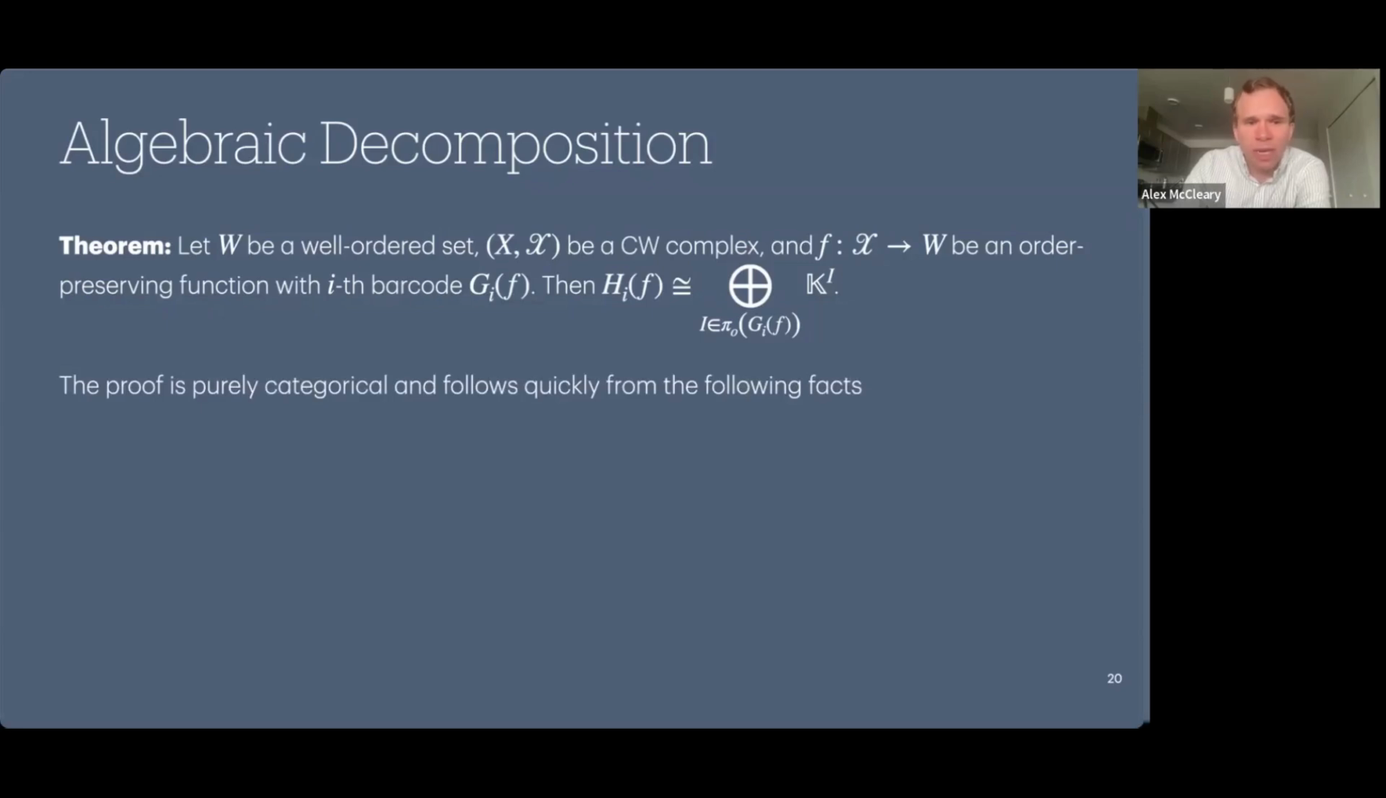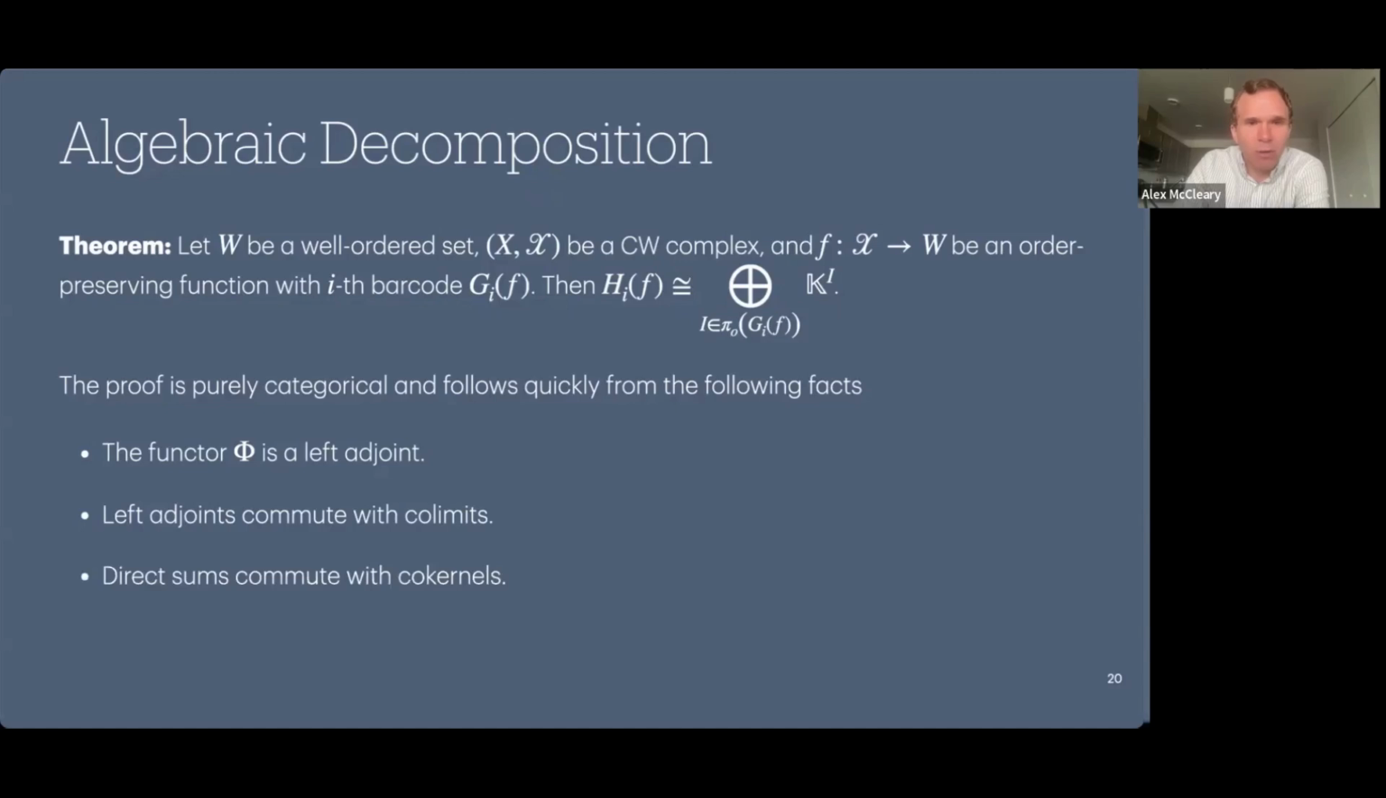And the proof for this is actually quite clean, and it's purely categorical and follows just from these facts right here. The free functor phi is a left adjoint. Left adjoints commute with colimits. Direct sums commute with cokernels. And remember on the last slide, these interval modules are all cokernels of modules. So we can swap the order of direct sums and cokernels just because direct sums and cokernels are both instances of colimits, and colimits commute with colimits. And yeah, interval modules are cokernels.